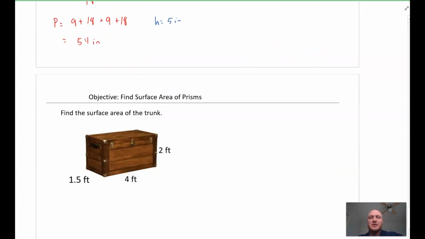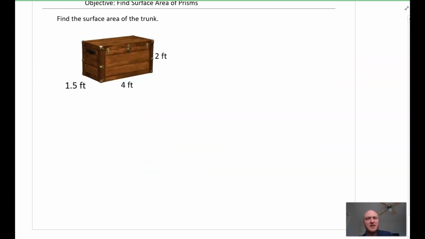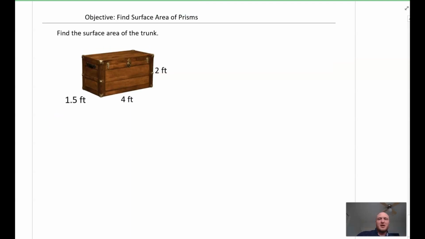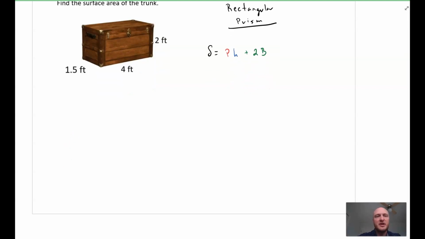Okay, let's go ahead and look at the last example. And here they say, find the surface area of the trunk. So again, this is a rectangular prism. And I know that that formula is S is equal to P times H plus 2 times the area of the base. So I have to go ahead and just calculate these values.